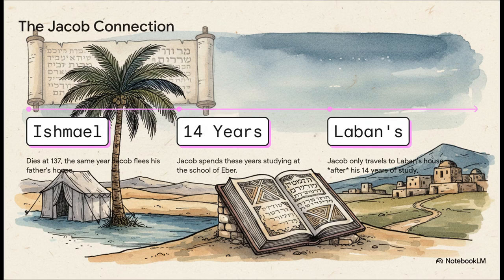Rashi does the math and figures out that Ishmael died in the exact same year that Jacob had to flee from his angry brother Esau. Now, the book of Genesis says Jacob went to his uncle Laban's house, but there's this weird gap in the timeline. It doesn't quite add up.